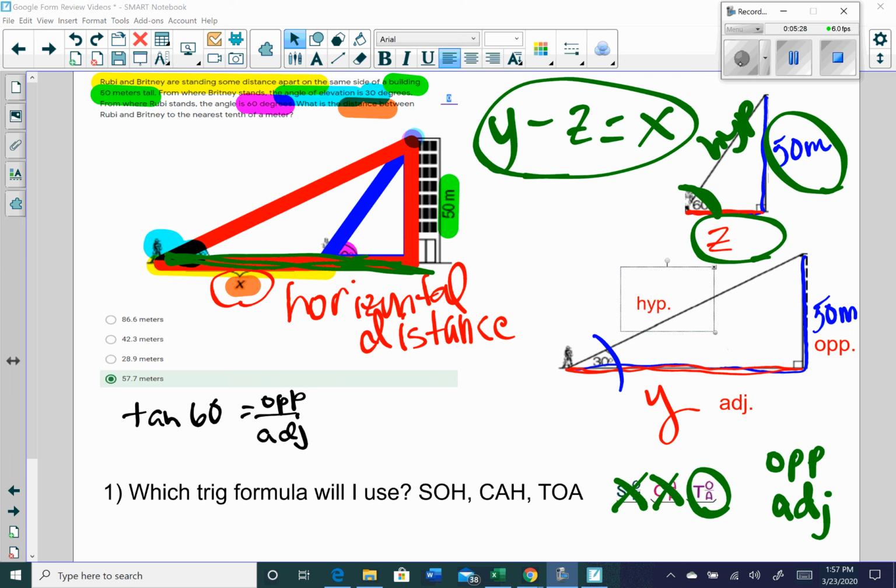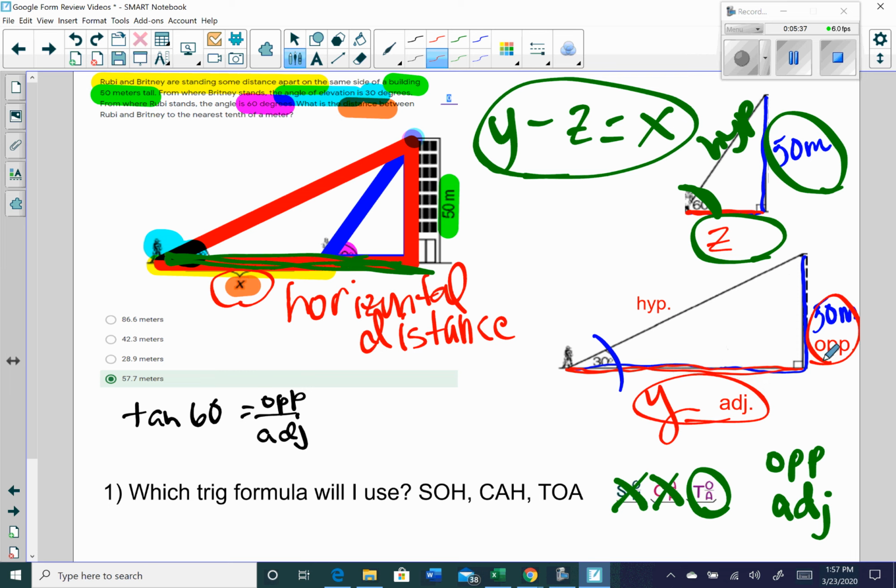Okay, so now when I'm choosing my trig identity, I need to make sure I'm looking at my adjacent side and my opposite side. Happens to be the same case that we had before. So it's going to be another tan problem. Tan of 30 degrees is going to be my opposite over adjacent equation. Now both of them will be slightly different though, so I'm going to go back to the first one. My opposite side was 50.